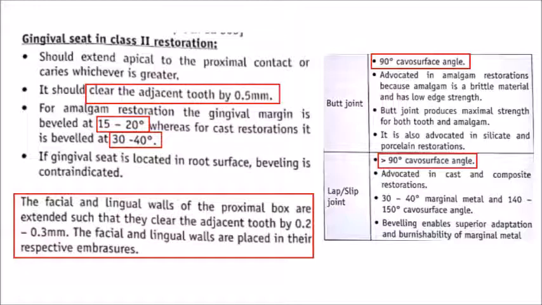Now, lap or slip joint has more than 90 degrees of cavo surface angle. Whenever there is more than that, it is a lap or slip joint. It is advocated in cast and composite restorations. So for composite restorations as well as cast restorations, you can go with the lap or slip joint. 30 to 40 degree marginal metals are there, and a 40 to 150 degree cavo surface angle will be formed. Beveling enables superior adaptation and burnishability of the marginal metal.